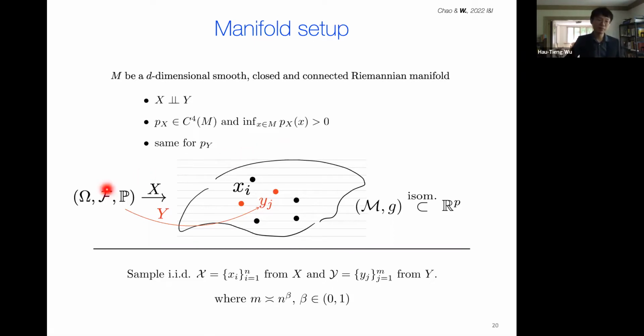Then you just sample X and Y on the manifold, and the manifold is assumed to be isometrically embedded in Euclidean space. And now you sample IID points from X and from Y, and we assume M is related to N via N raised to the power beta. Okay, so we have the setup. X is the data set, Y is the landmark set.